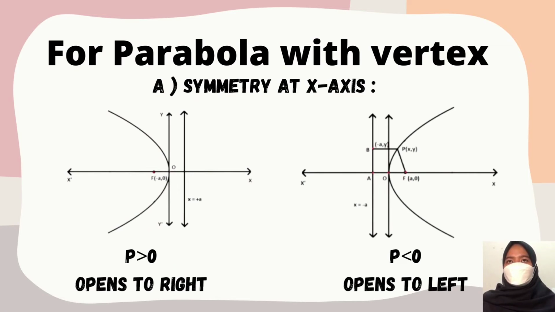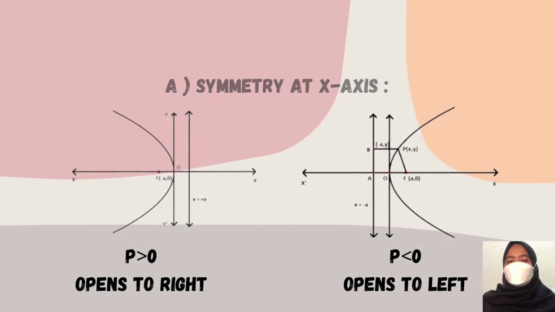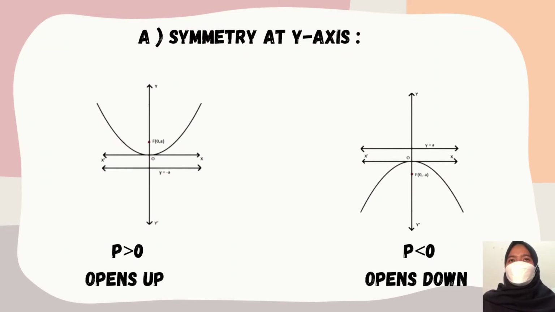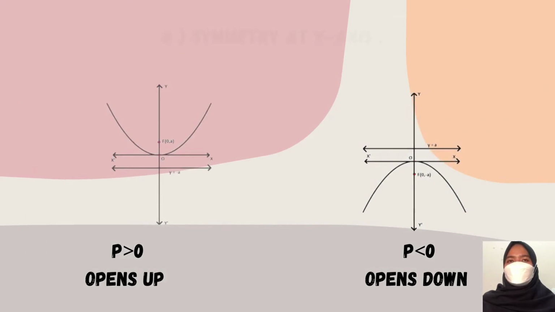For a parabola with vertex at the (0, 0) point, first, if the symmetry is about the x-axis and p is more than 0, the graph opens to the right, while if p is less than 0, the graph opens to the left. Meanwhile, if the symmetry is about the y-axis, if p is bigger than 0, the graph opens up, and if p is less than 0, the graph opens down.